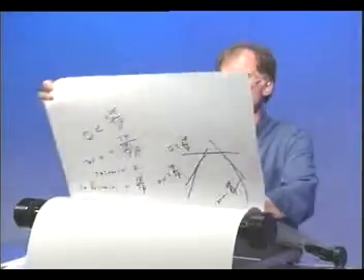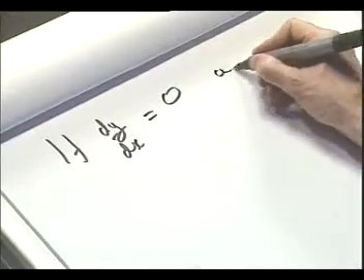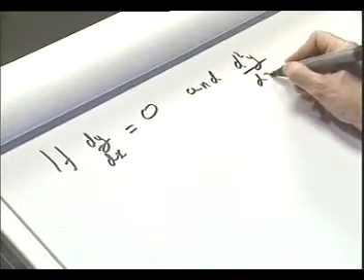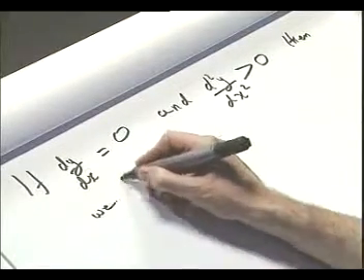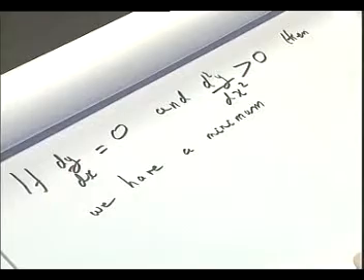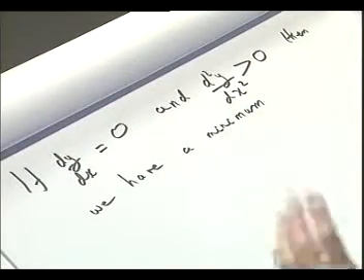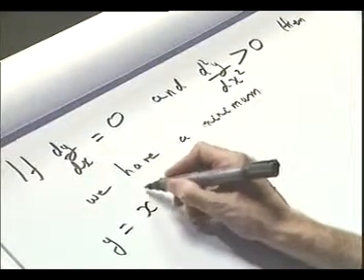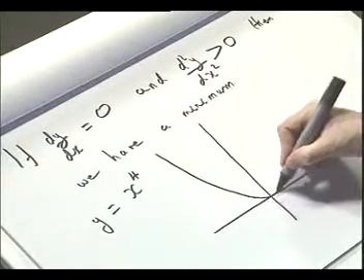Is that true for all minimum points? Little trick of logic here. Let's just write down what we've got. If dy by dx equals 0 and d2y by dx squared is greater than 0, positive, then we have a minimum. But does it work the other way round? If we have a minimum, do these two both apply? Well, certainly that one does, that if we have a minimum, dy by dx will be 0, but not necessarily this one. Let's have a look at the curve y equals x to the 4th. If I sketch this curve, it looks like that.